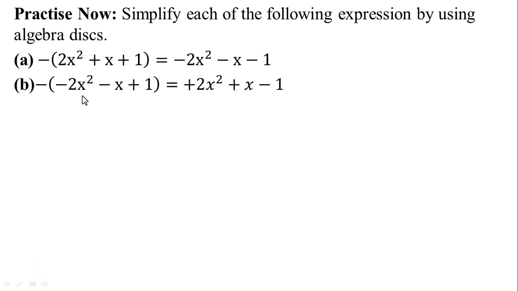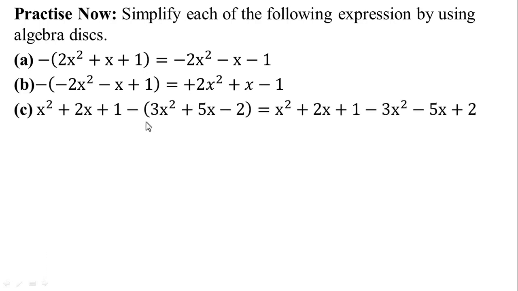Similarly, in B part, minus into minus 2x square minus x plus 1. Minus minus is plus, so plus 2x square. Minus minus is plus x, and plus minus is minus, so minus 1. Then the answer of B part is 2x square plus x minus 1.